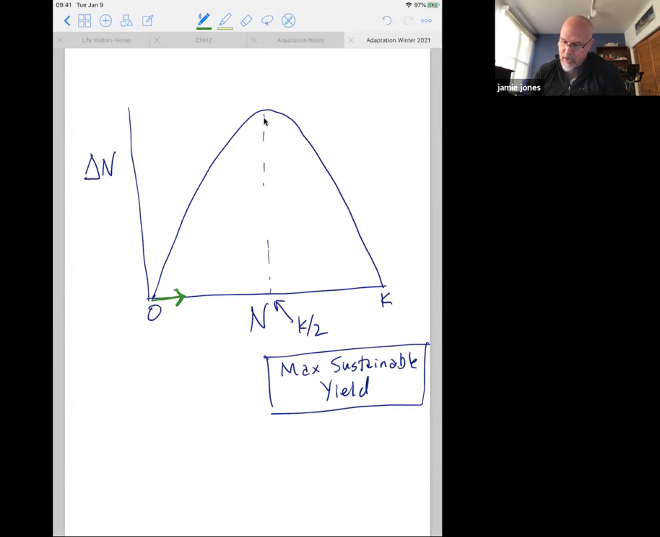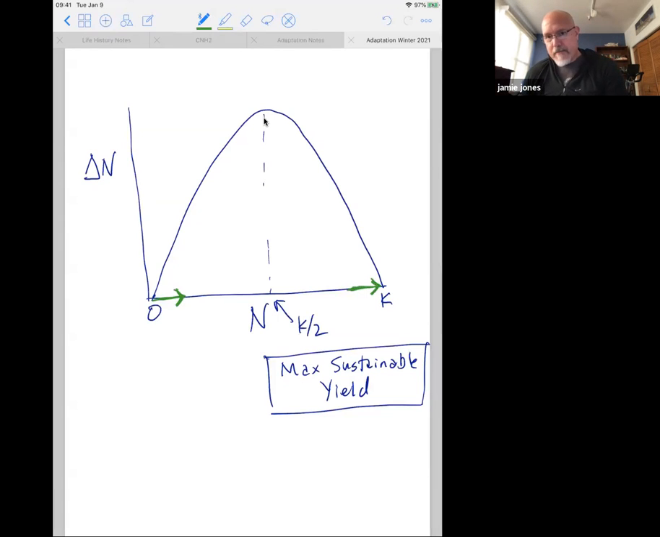Okay, what happens if we're somewhere around here, right? Well, the growth is reducing. It's decelerating, but it's still growing, right? Any part of this curve that's above 0 means that the population is still growing. It's just growing at a slower and slower rate as you approach K. So that means that you're still pushing towards K, all right?